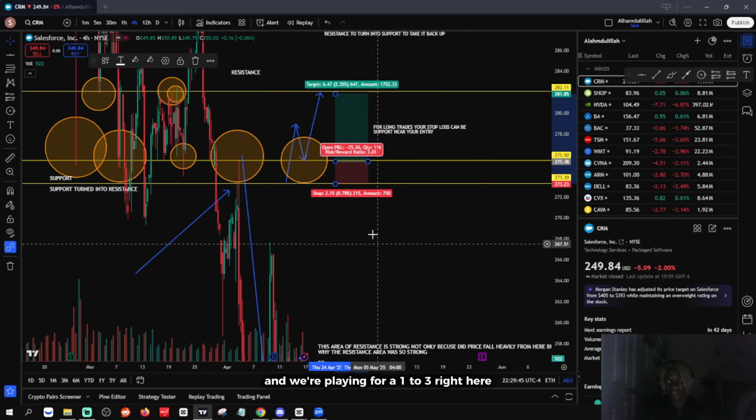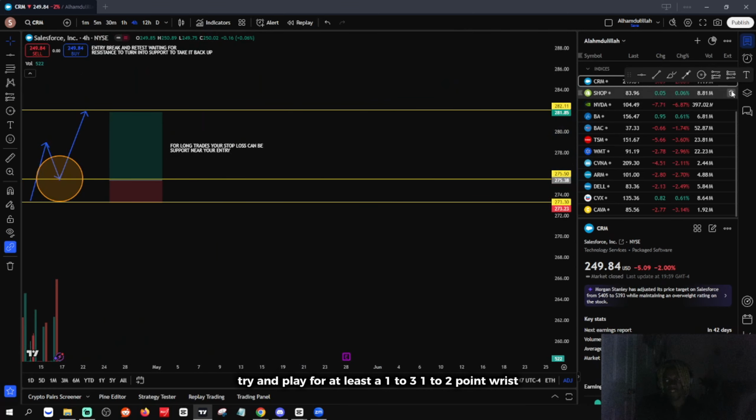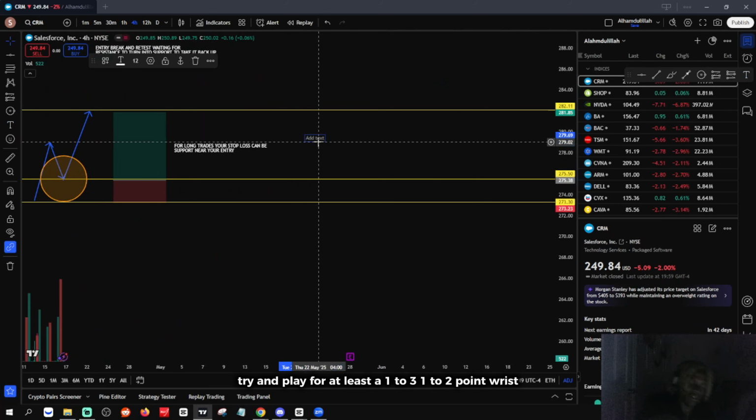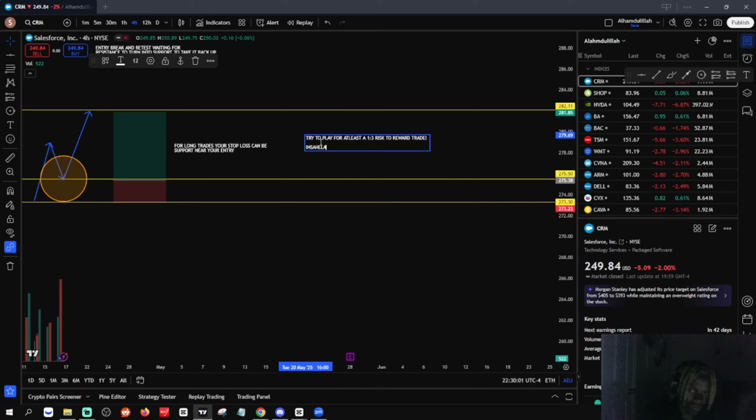Okay? And we're playing for a 1 to 3 right here. Try and play for at least a 1 to 3 risk to reward trade, 1 to 2 minimum. Inshallah.